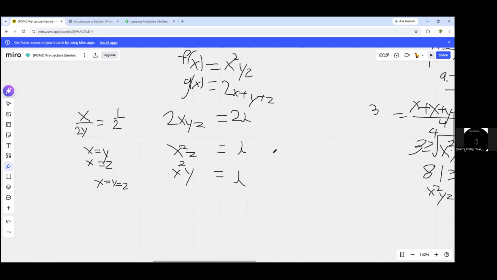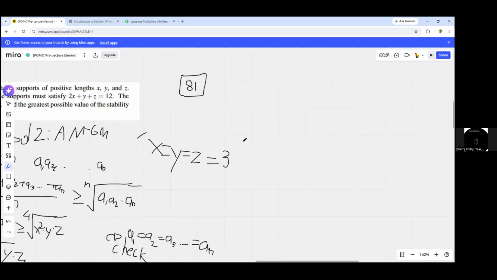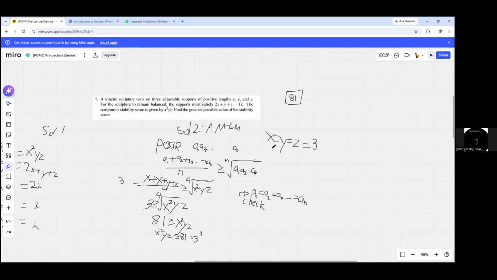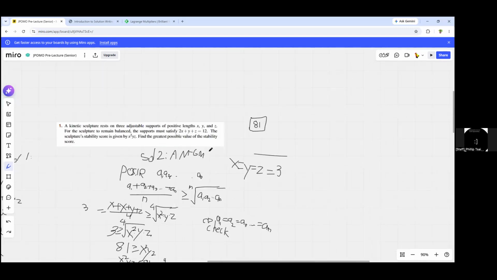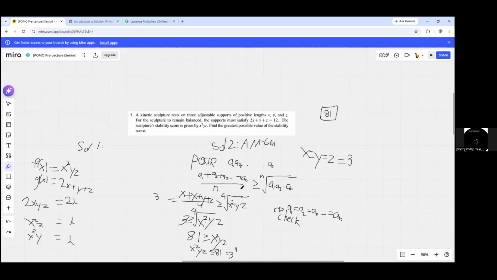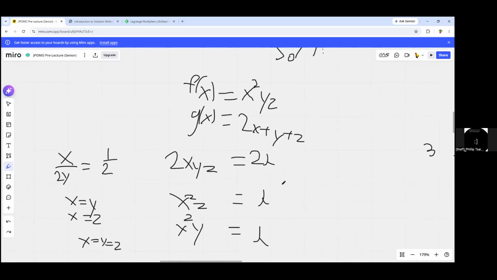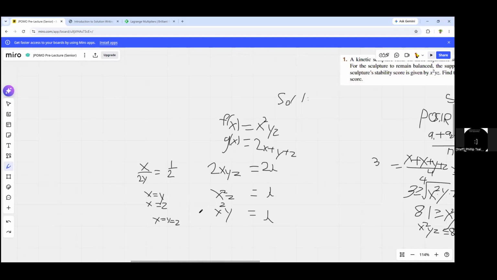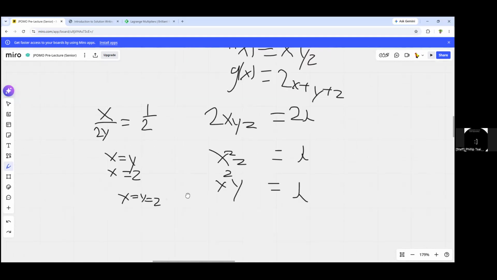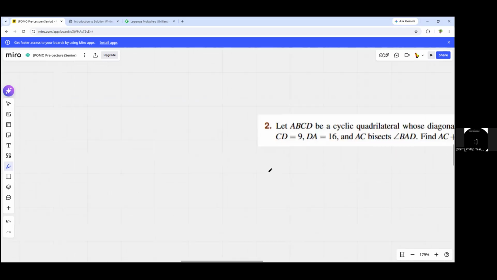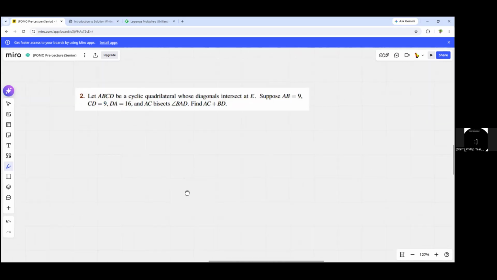And this is basically the same thing we did in the AM-GM solution, but it's a lot faster, I'd argue, if you know how to take derivatives fast. So this is a very useful concept, especially in more advanced inequalities. But anyways, sorry for backtracking. We have question number two.